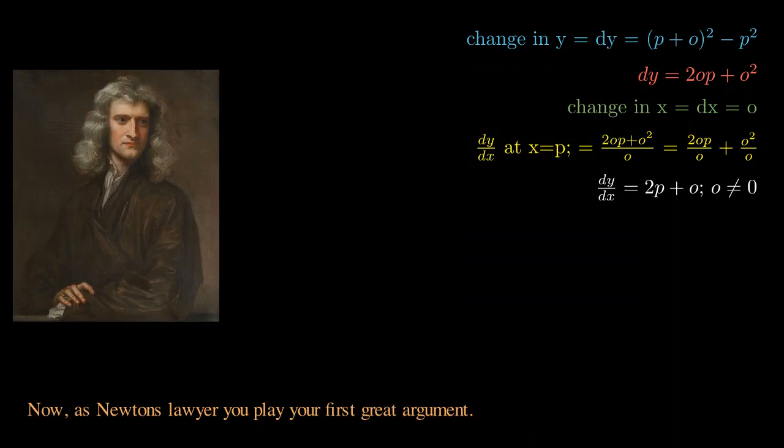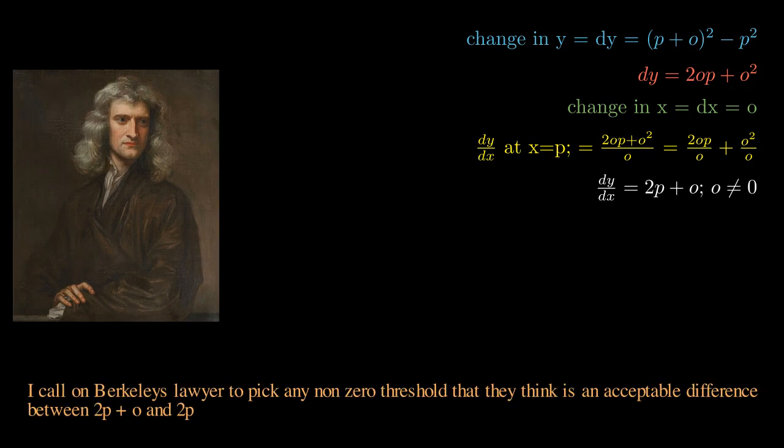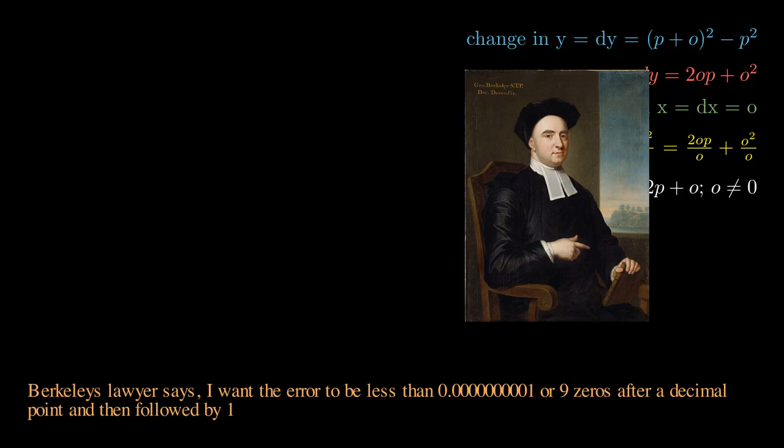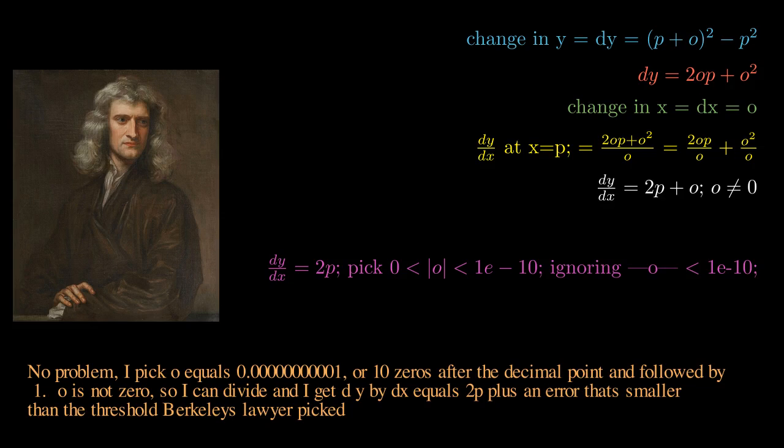Now, as Newton's lawyer, you play your first great argument. You call on Berkeley's lawyer to pick any non-zero threshold that they think is an acceptable difference between 2p plus o and 2p. Berkeley's lawyer says, I want the error to be less than 9 zeros after a decimal point and then followed by 1. No problem, you say, and you pick o equals the decimal point followed by 10 zeros and then 1. O is not 0, so you can divide to get dy by dx equals 2p plus an error that's smaller than the threshold that Berkeley's lawyer just picked.